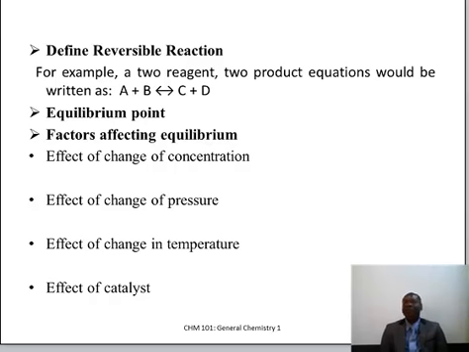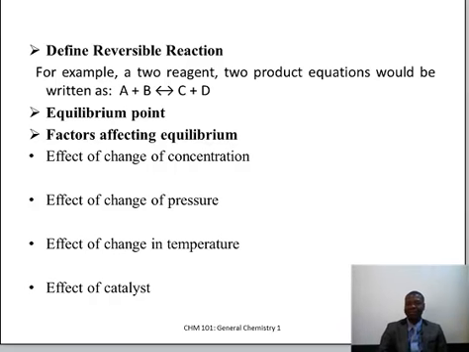There are some factors that affect this equilibrium position, and these factors are as follows. We have the effects of change in concentration, change of pressure, change in temperature, and change of catalyst. Now, let's look at how these changes affect the equilibrium position. For the effects of change in concentration, by increasing or decreasing the concentration of one of the reactants or products, the reaction can be manipulated in the desired direction.